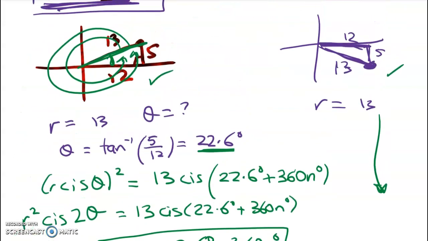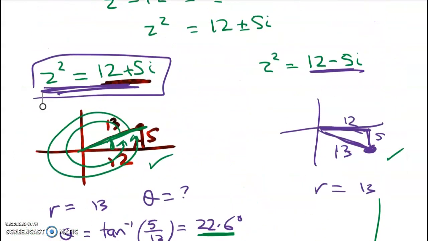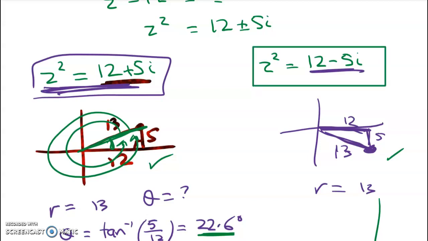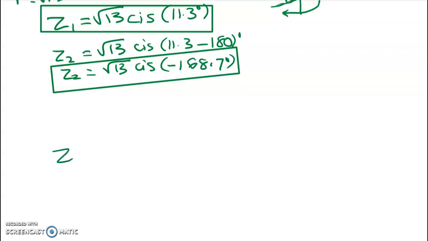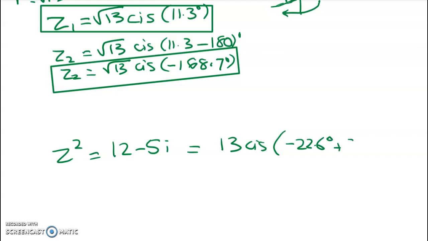Now we're going to work through the second part. So Z squared is equal to 12 minus 5i. Please don't hang up the video. I know there'll be some of you who think that you've got this down, but we've got to make sure we get the second 2 roots. So Z squared is equal to 12 minus 5i, which is equal to 13 cis of negative 22.6 degrees plus 360 n degrees.